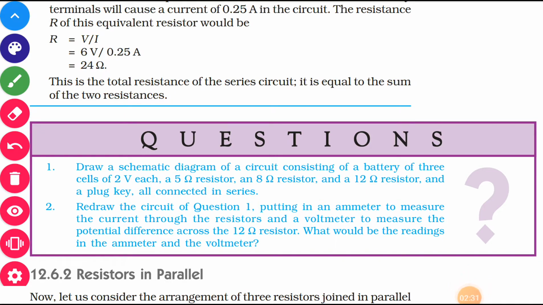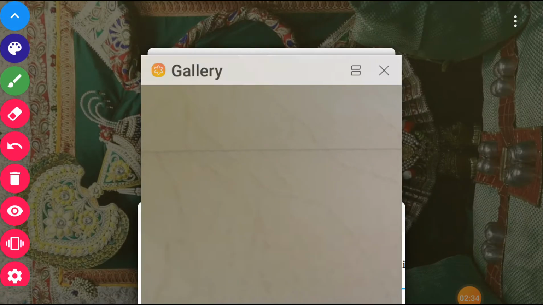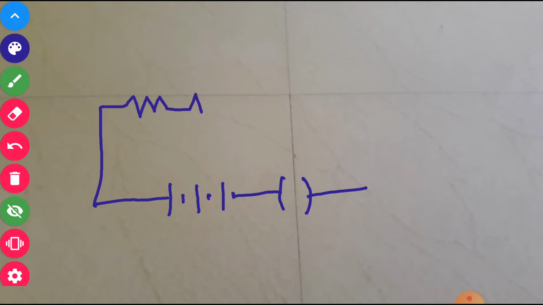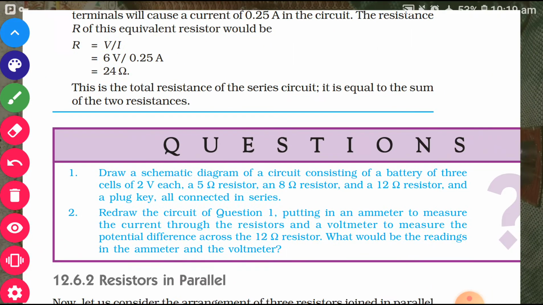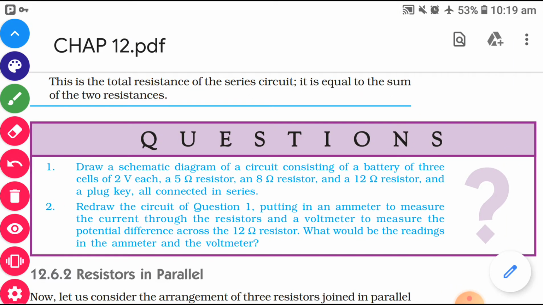Now see, as there are 3 cells each of 2 volt, you can draw it this way. Say 3 cells are there, so we can just put cells 1, 2 and 3. Then there is a plug key. Then here there are 3 resistances. One is R1, the other is R2, the third is R3. There are 3 cells, so it is a battery. And the values of these resistances are also given, 5, 8 and 12.